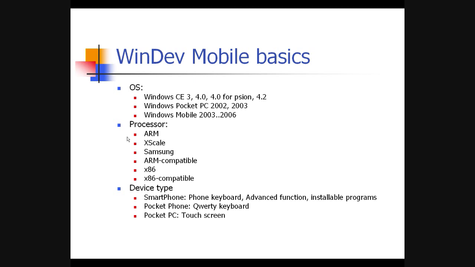For the Pocket PC, you replace or you add to the QWERTY keyboard a touchscreen. Some of them have both, and some of them just have the touchscreen. In my case, I chose one with a touchscreen only, because considering the size of my fingers, each time I would try to use a QWERTY keyboard, I would in fact press 2 or 3 keys each time, so that was absolutely not usable for me. So these are the three basic types of device that you will find out there when you are talking about WinDev Mobile.